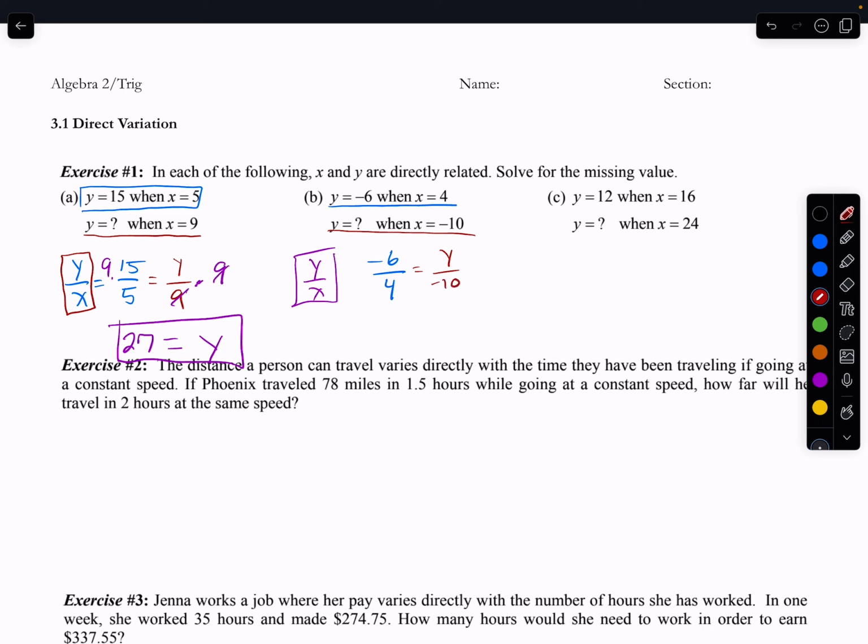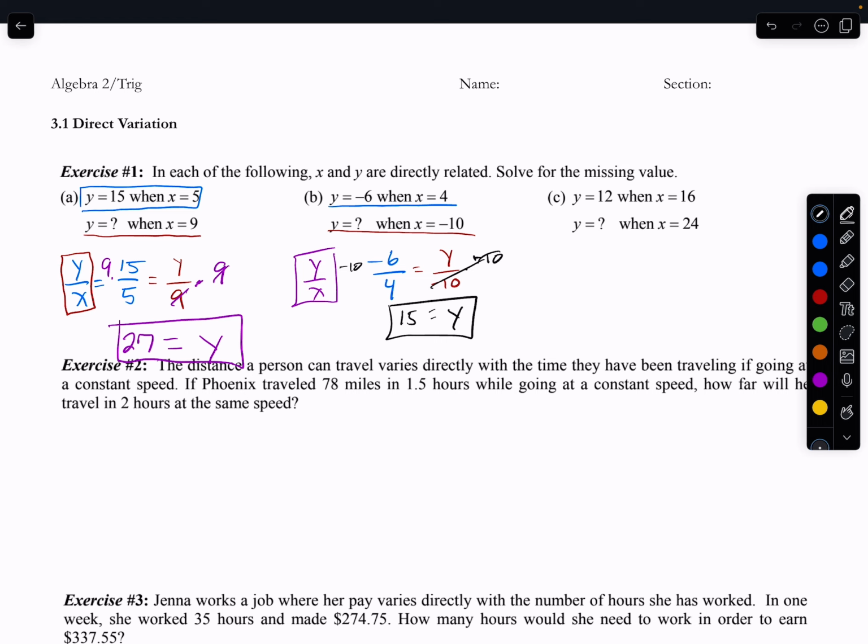So notice how I have all the x's on the bottom, all the y's on the top. And now to solve, it's the same idea. I simply multiply by negative 10 on both sides. And why do I do that? Well, cross off, cross off, I've got my y just by itself. I'm going to multiply these, negative 10 times negative 6 divided by 4, and I'm going to get positive 15. So use your calculator for those operations if you need to, especially to double check.